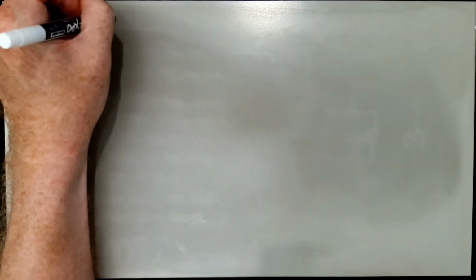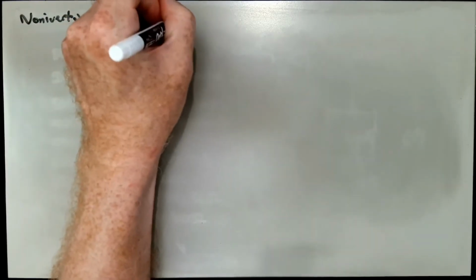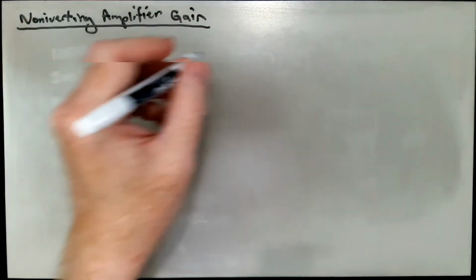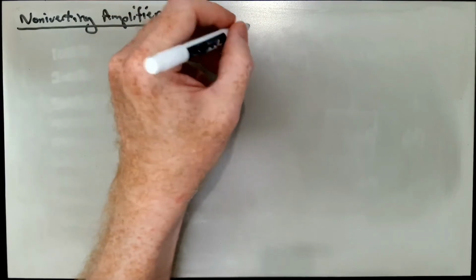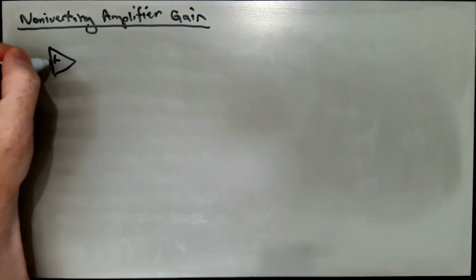Okay, so our next example for computing per unit sensitivities is going to be a non-inverting amplifier made with an op-amp. We're going to look at the sensitivity of the gain to the two resistors that determine it. So here we're talking about an op-amp circuit that looks like this.